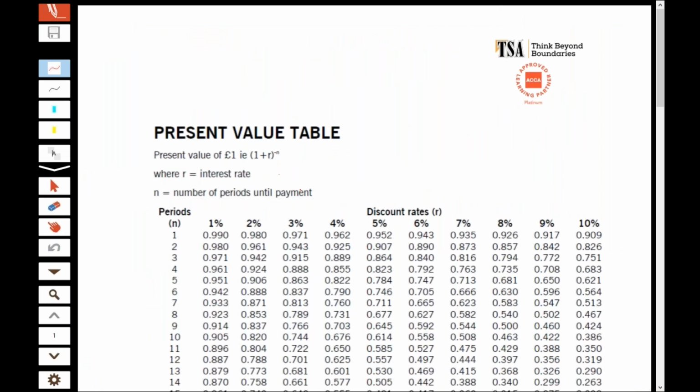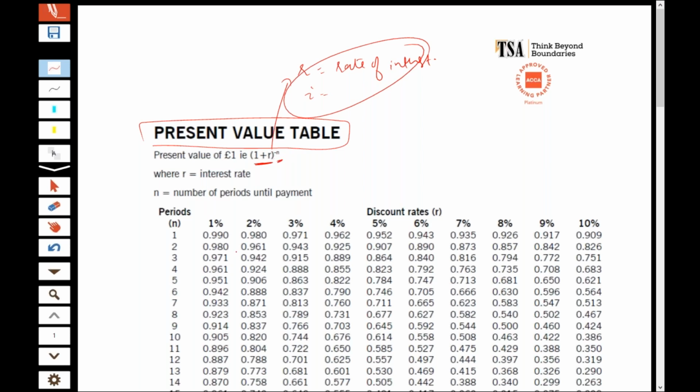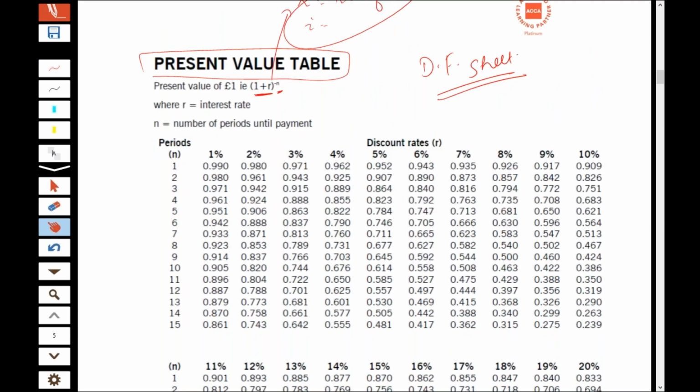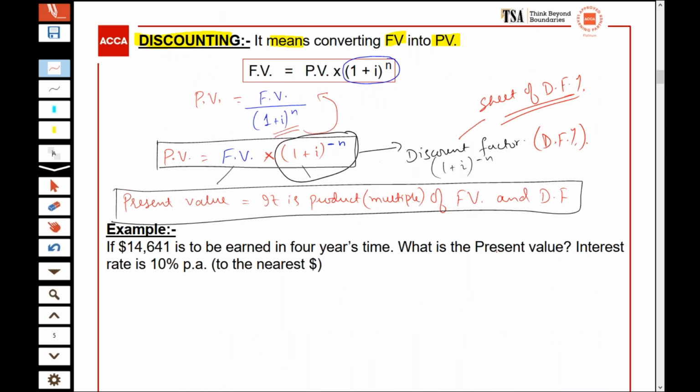See, this is the present value table. And see, this is (1 plus r) power minus n. They are showing it like r. r means rate of interest, or we can use the word i as well. It's the same. So (1 plus r) power minus n. See, this is minus n. Okay, so this is the discount factor sheet. It quite may be possible that you will be having this sheet in your exam, or the particular extracts would be given in your exam. Okay, let's now solve the example, and I will be referring to that discount factor sheet.